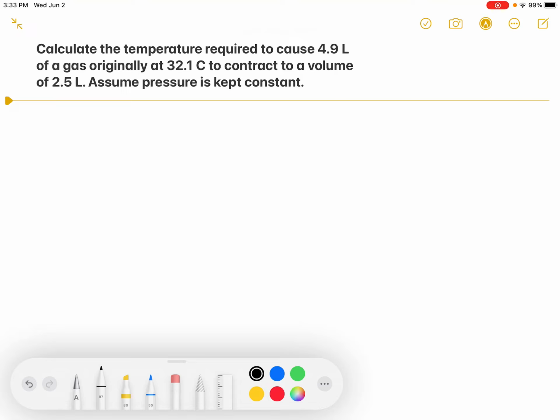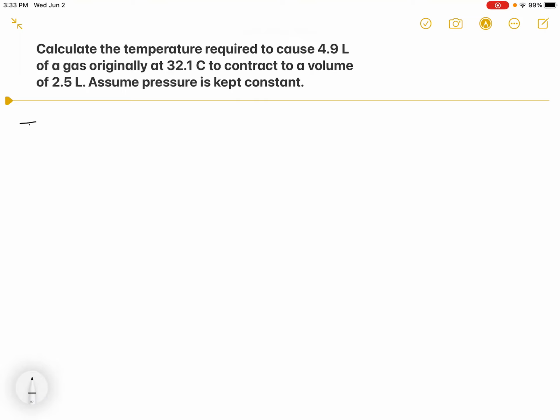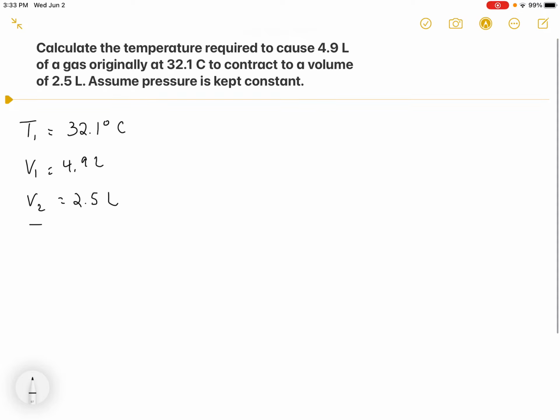So since we're starting with 32 degrees Celsius, we can start to make a data list. So that's going to be 32.1 Celsius, which we're going to have to convert to Kelvin. That's our initial temperature. The initial volume is 4.9 liters. The final volume is 2.5 liters. And the final temperature is what we're being asked for.